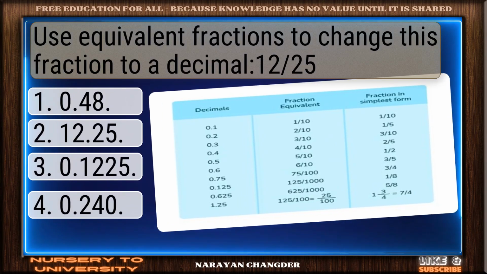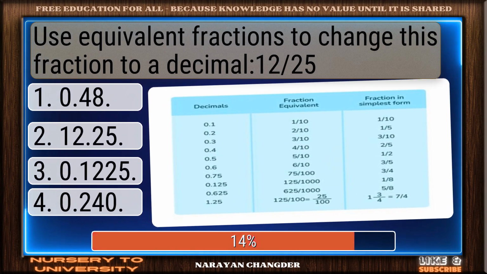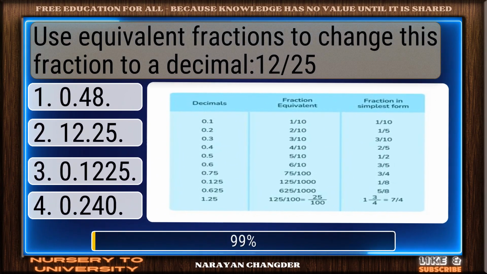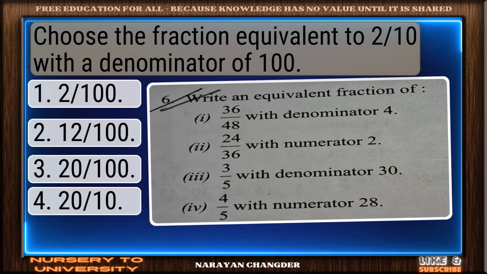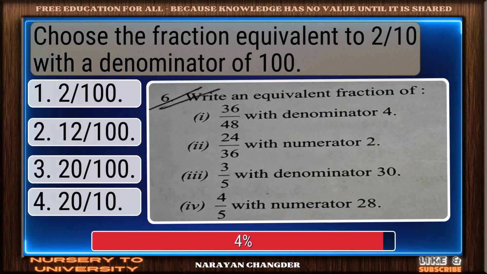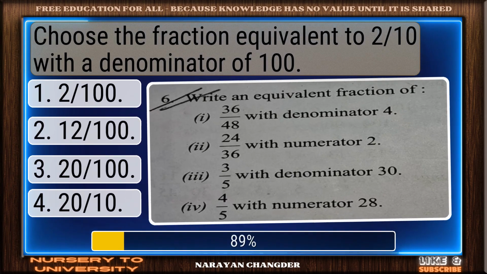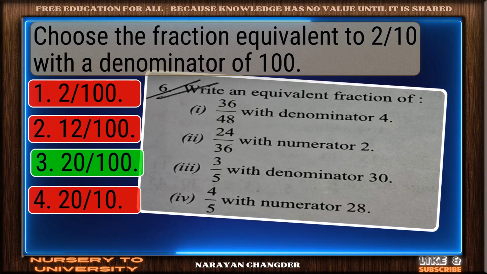Use equivalent fractions to change this fraction to a decimal. 12/25. Strong choice. 0.48 is the right answer. Choose the fraction equivalent to 2/10 with a denominator of 100. Well picked. 20/100 is the correct answer.